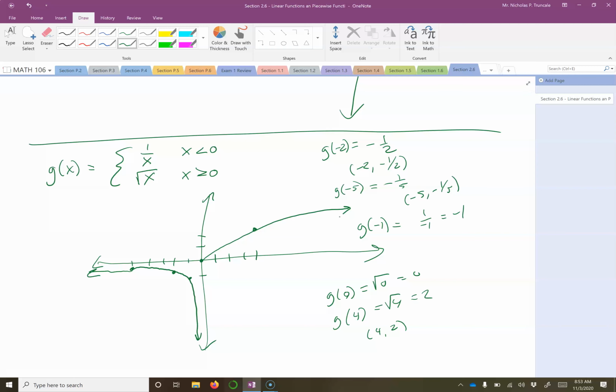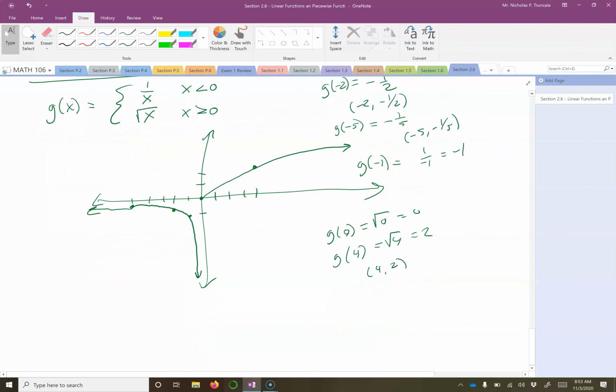So that was a tough one, right? Because maybe you didn't know what the 1 over x looked like. But now that we have the graph, we can do the domain and range.